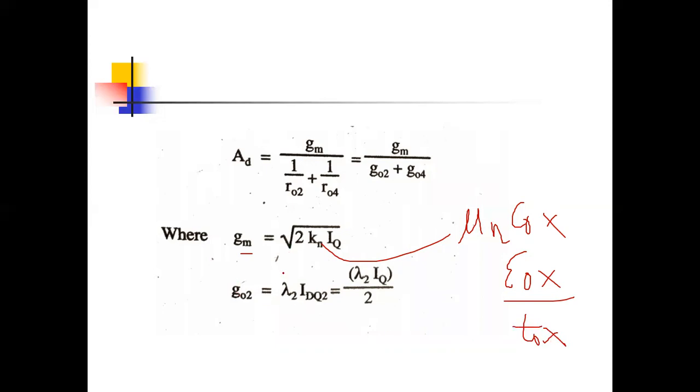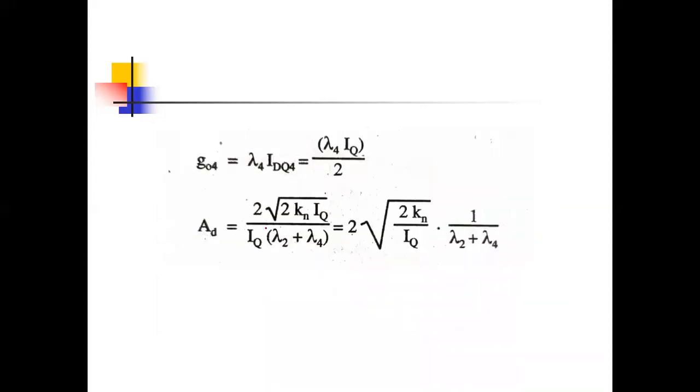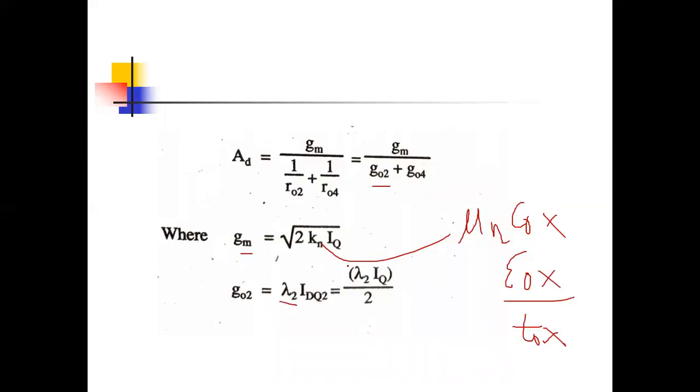And this g02 can be lambda 2 into IDQ2. Lambda 2 is your channel length modulation coefficient. And ID equals I by 2. So if you put all the parameters, this is your differential gain. Otherwise, if it's asked in the exam, you can complete this derivation up to here.